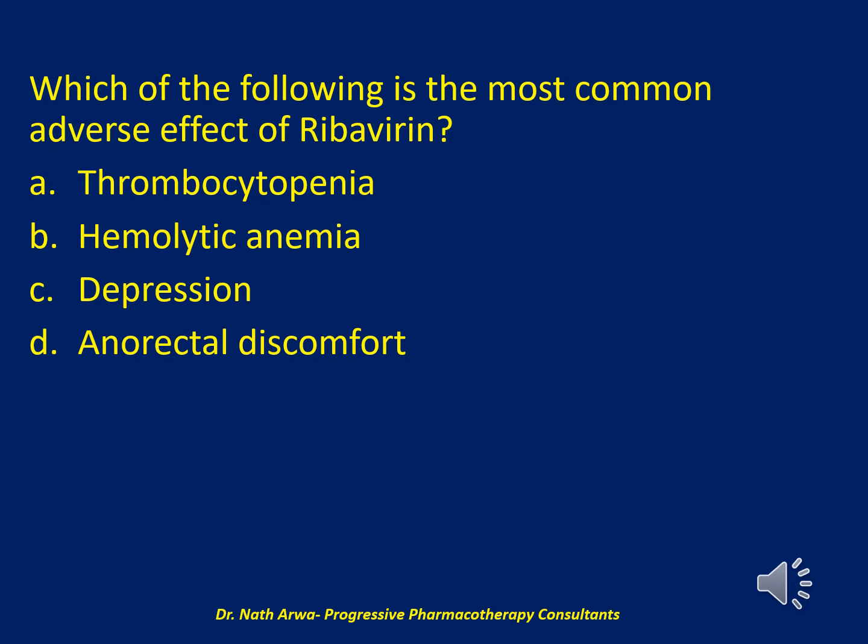And the next question reads, which of the following is the most common adverse effect of ribavirin? Is it A. thrombocytopenia, or B. hemolytic anemia, or C. depression, or would it be D. anorectal discomfort? I will give you 10 seconds to choose the correct answer to this question from the listed options.